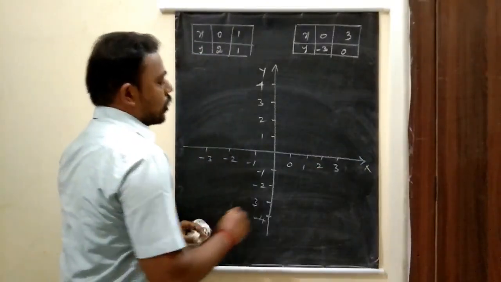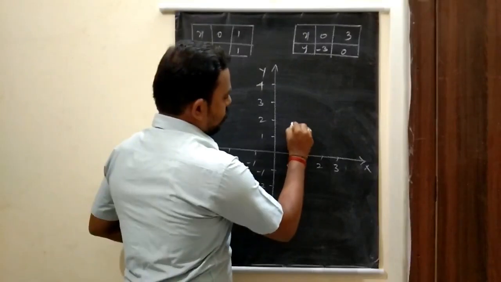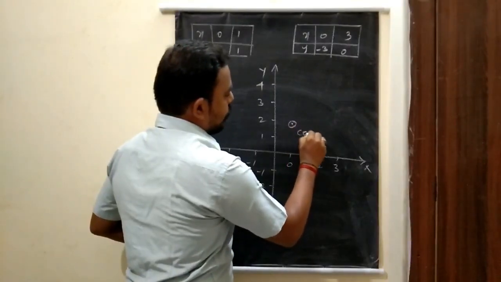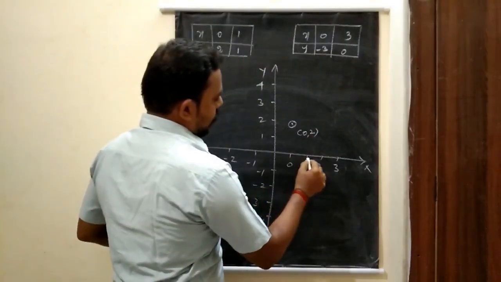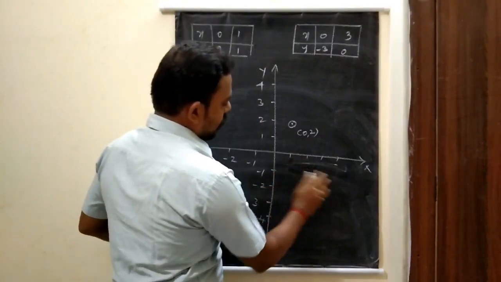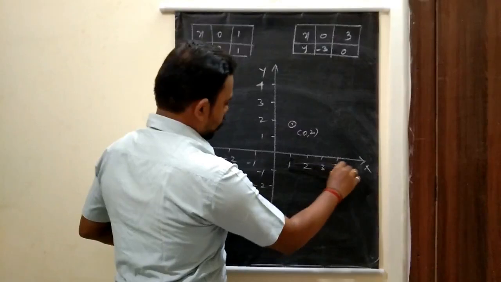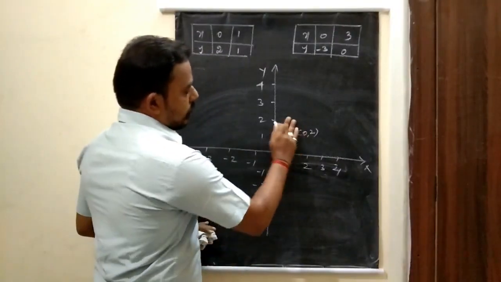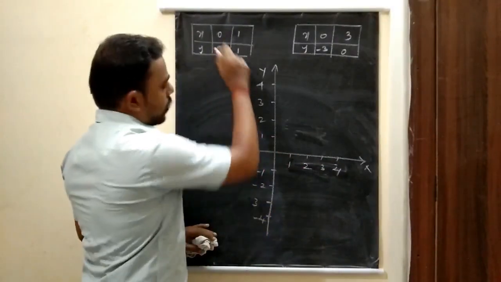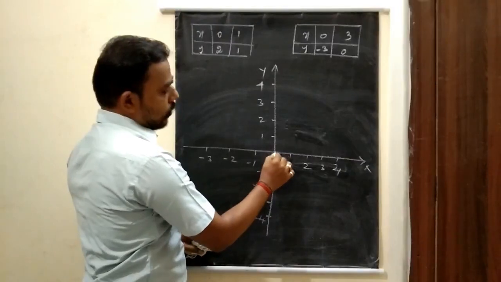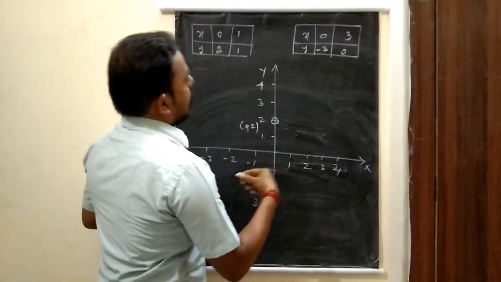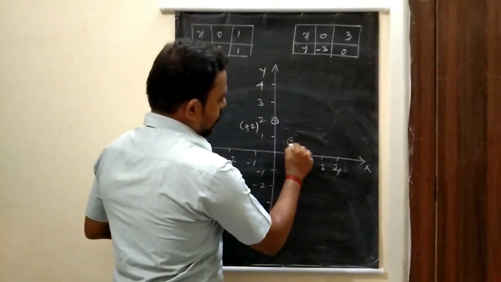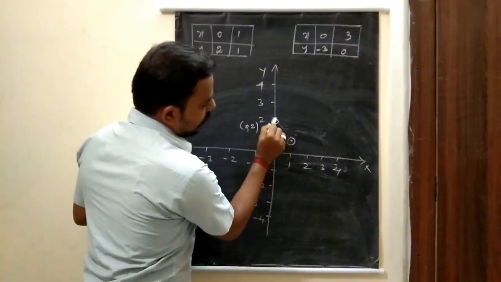Now 0, comma 2: x value 0, y value 2. This is 0, comma 2. And 1, comma 1. Sorry, I wrote it wrongly. Here 1, 2, 3, 4. So 0, comma 2, here x value 0, y value 2. This is the point 0, comma 2. And next 1, comma 1. This is the point. So extend the line.